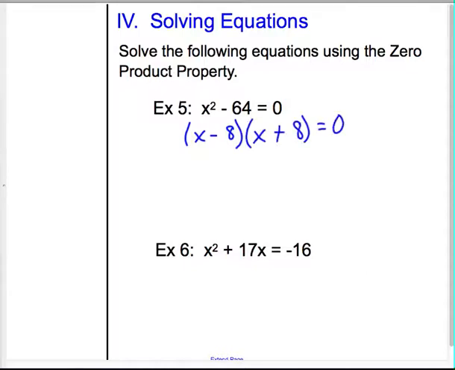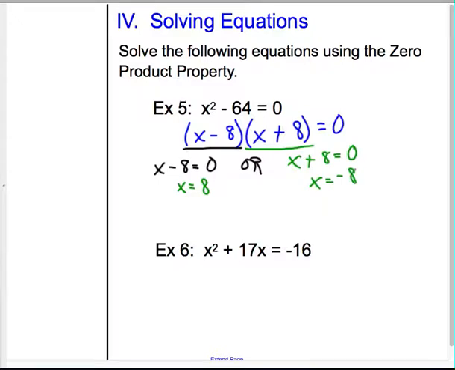Don't lose your equation. The zero product property says that either your first quantity is equal to 0, so I'm going to set x minus 8 equal to 0, or your second quantity is equal to 0, so I'm going to set x plus 8 equal to 0 as well, and solve each of these equations. So my first equation, I'll add 8 to both sides, and my second equation, I'll subtract 8 from both sides.